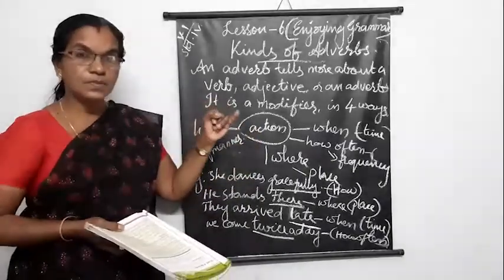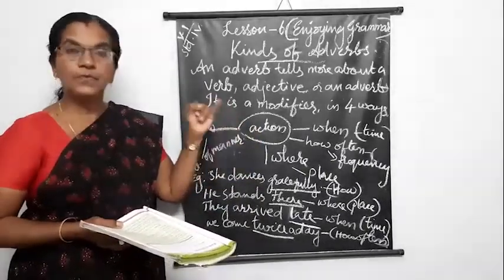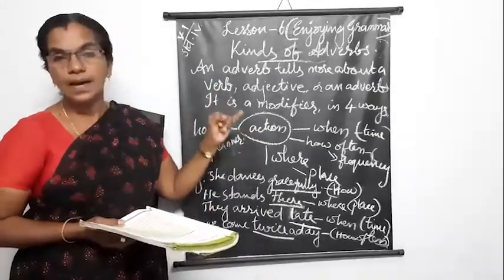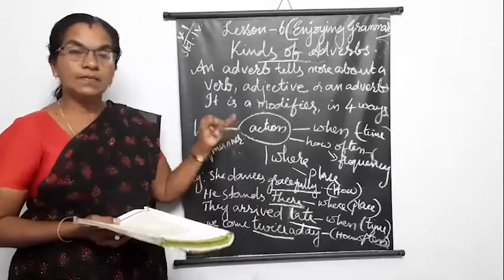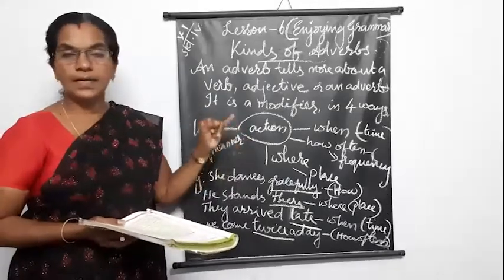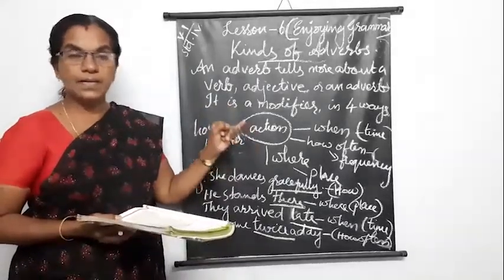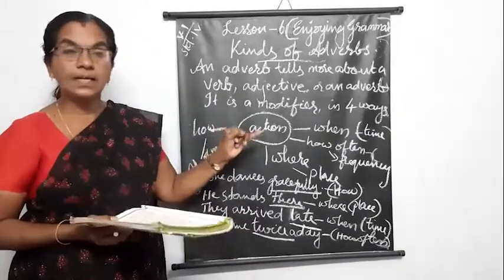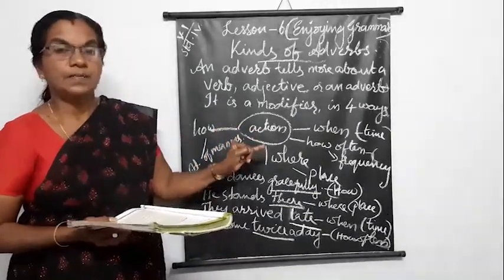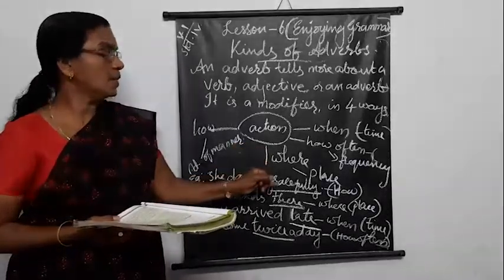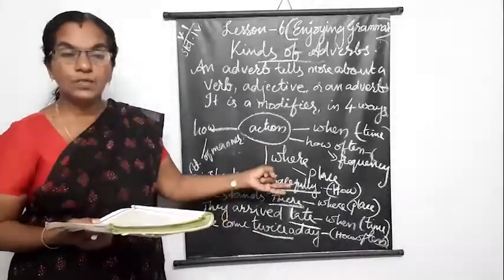An adverb of manner tells how the action happens. When we ask a question with the question word how, we will get the answer. We will get one word. That word is the adverb of manner. We can make an adverb of manner by adding ly to the adjective.